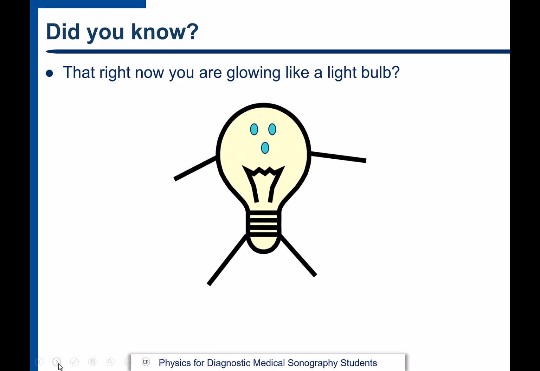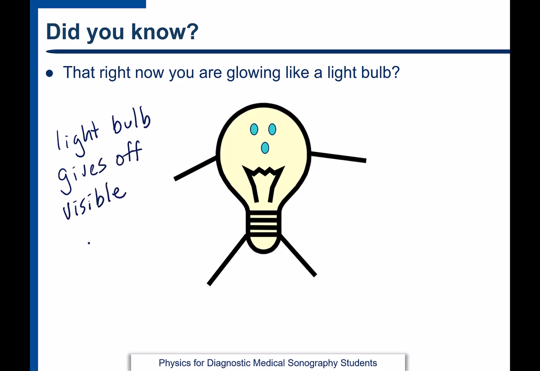So did you know that right now you are glowing like a light bulb? So you might wonder, what do I mean by that? We know that a light bulb, when we turn it on, gives off light. And we're going to call that visible radiation. So light is an example of radiation.